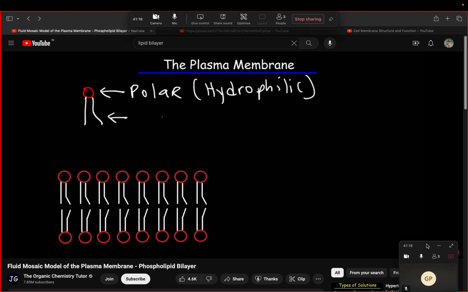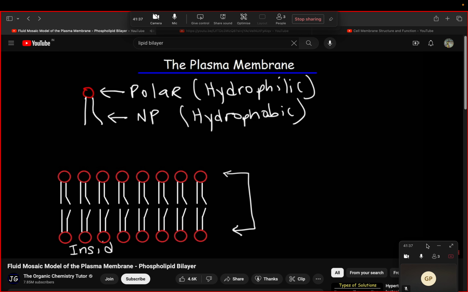The tails are nonpolar, and so they are hydrophobic. They don't like water. They tend to stay away from water. So what we have here is known as the phospholipid bilayer, which makes up the cellular membrane. On the inside of the cell is an aqueous environment, an environment that contains water. And the same is true on the outside of the cell.